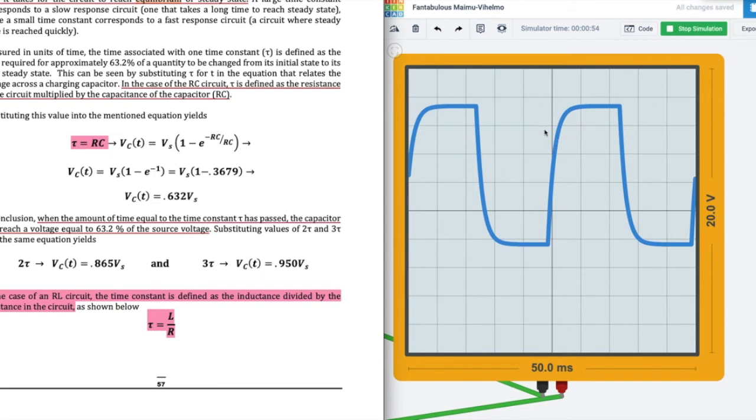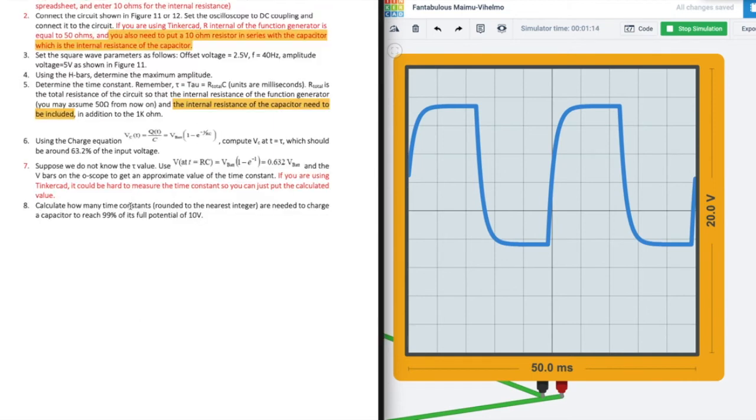So we have this point, and we use the vertical bar to put one at the beginning of the charging and put the other at the 6.32 volt point. And the difference of the vertical bar are the time constant. Go back.